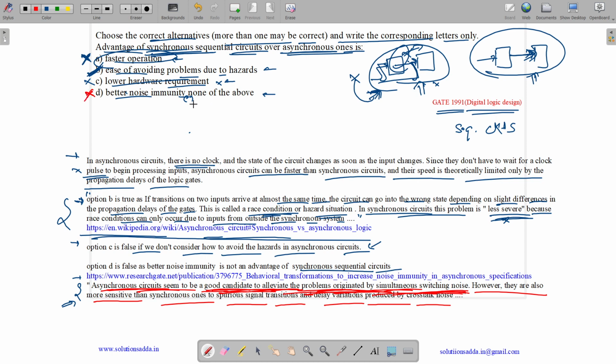And option E, none of the above, is also false. So the answer is option B.